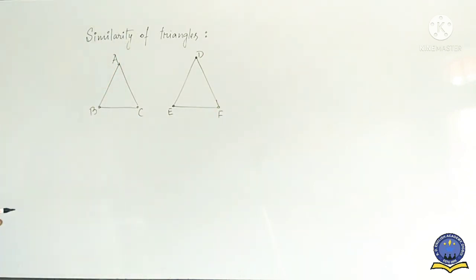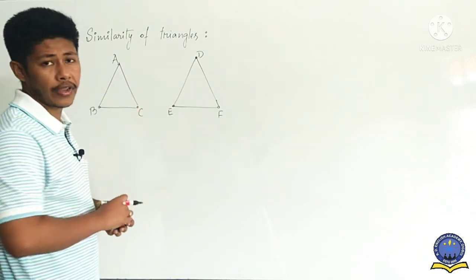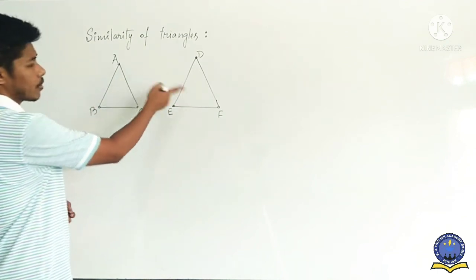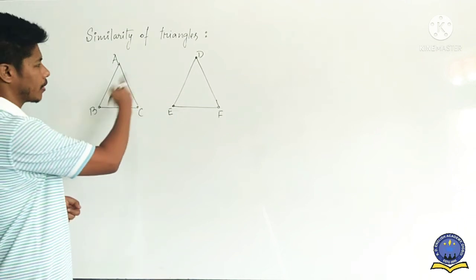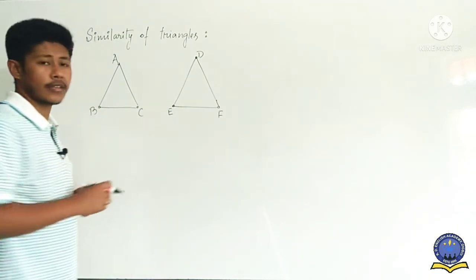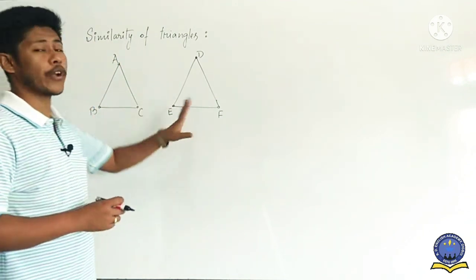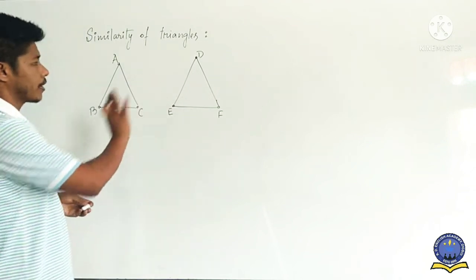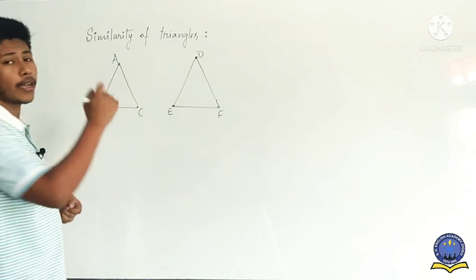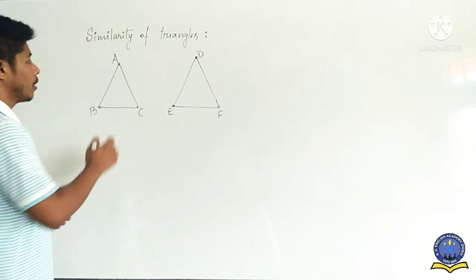So in similarity of triangles, when we say two triangles are similar, first of all, as all of you know, if the shapes are the same but sizes are different, then we can say they are similar figures. We discussed this in the last class. Now if two triangles are similar, what do we get? First of all, the corresponding angles are equal.